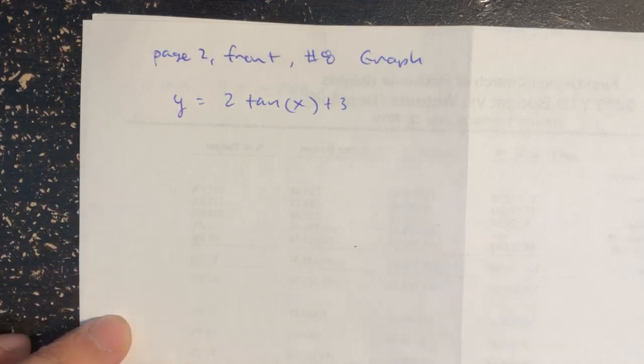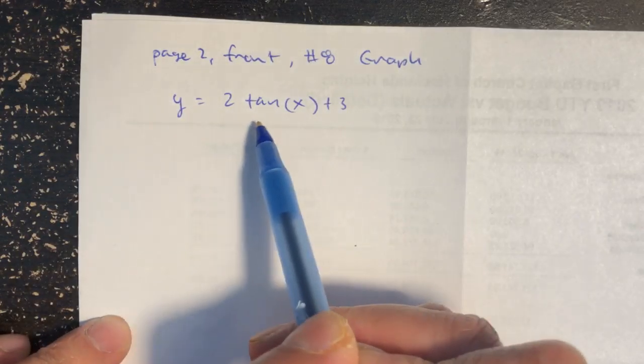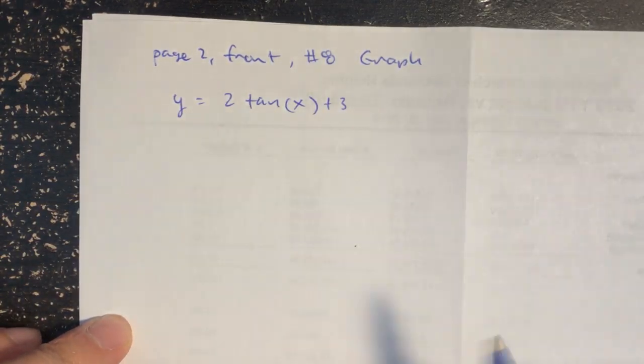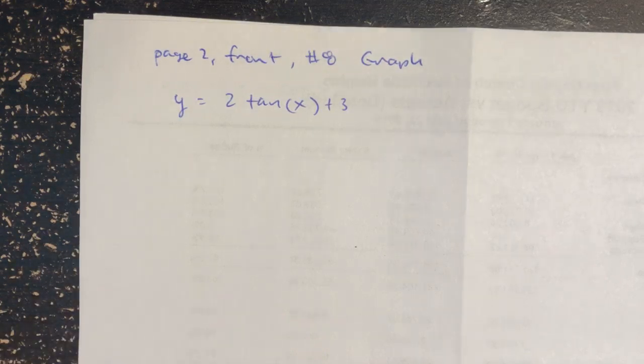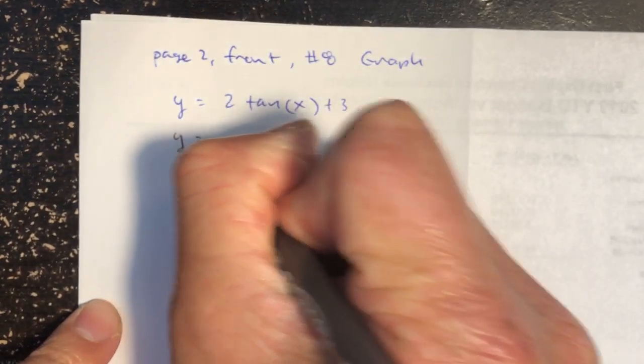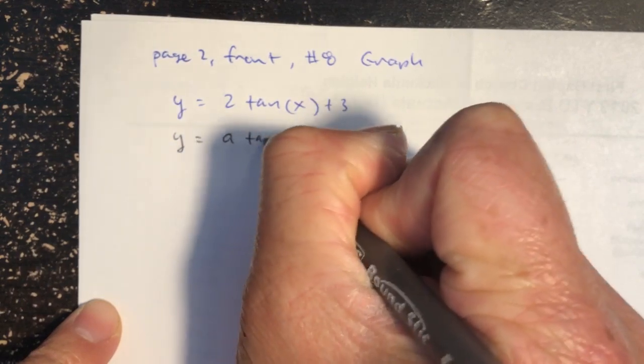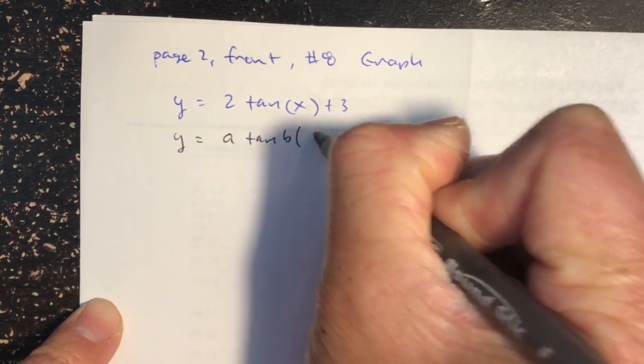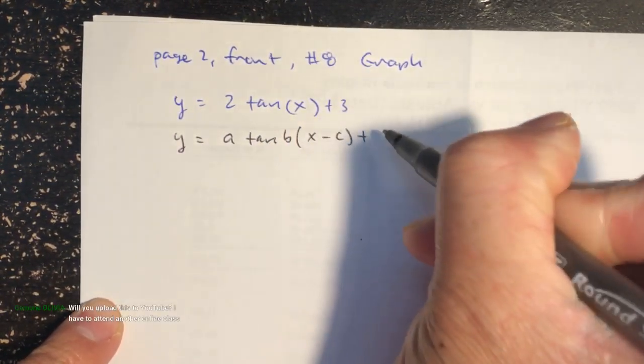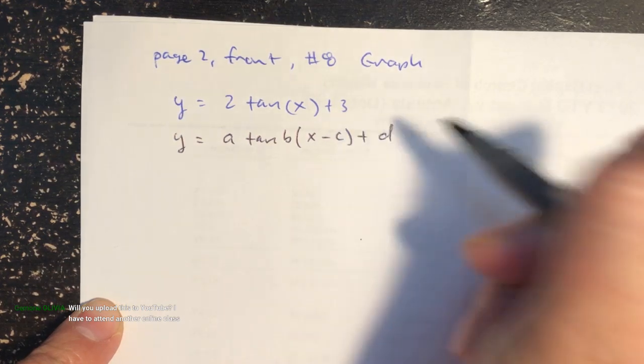All right, so this is page 2, front side. Question number 8 tells us to graph y equals 2 times tangent x plus 3. We talked about our steps. Step 0 is to identify the letters. In order to find the letters, I'm just going to go ahead and write the letters above or below it. A tangent B parentheses x minus c plus d.